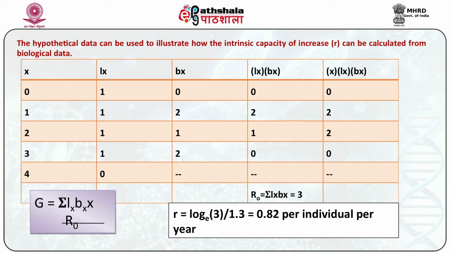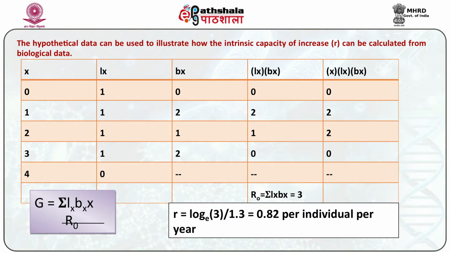The values of Lx and Bx from the table are sufficient to allow calculation of the intrinsic capacity of increase in number, which is denoted by small r. The first step is to calculate the net reproductive rate, that is capital R naught, which was already explained above in this module. For the given data, the net reproductive rate is 3, which clearly indicates that the population can triple its size in each generation. But how long is a generation?